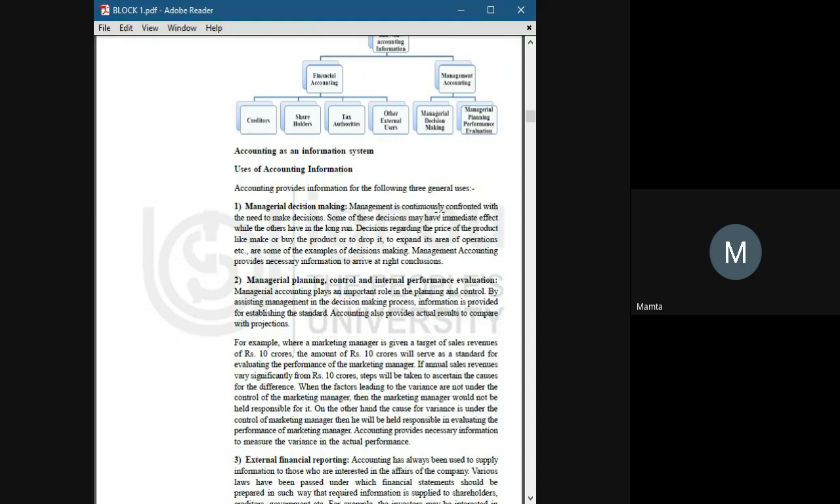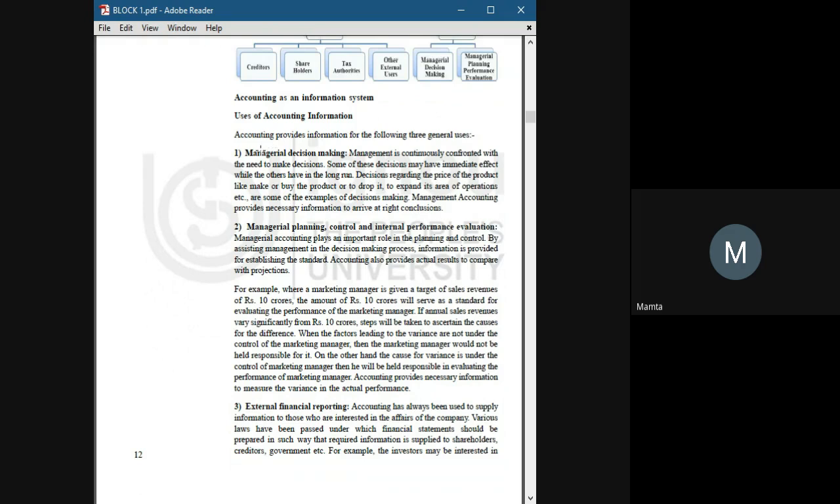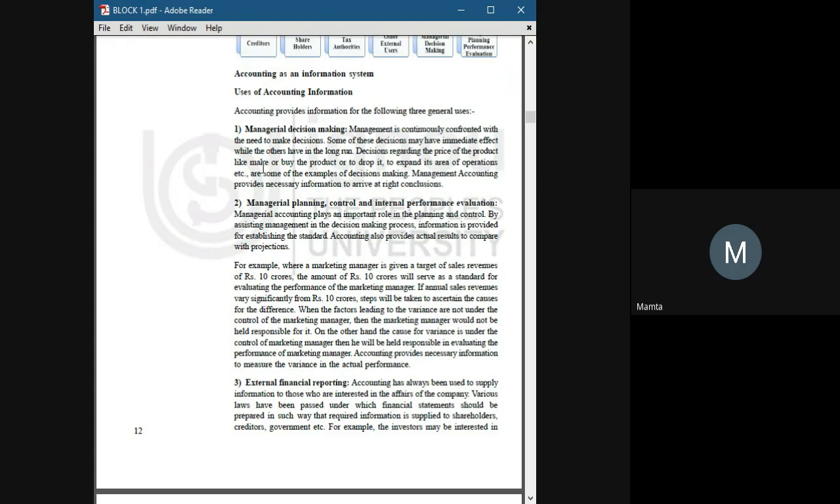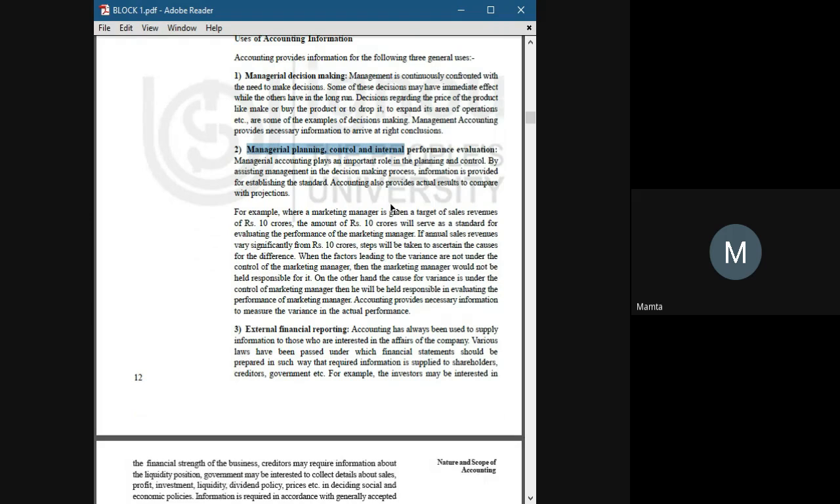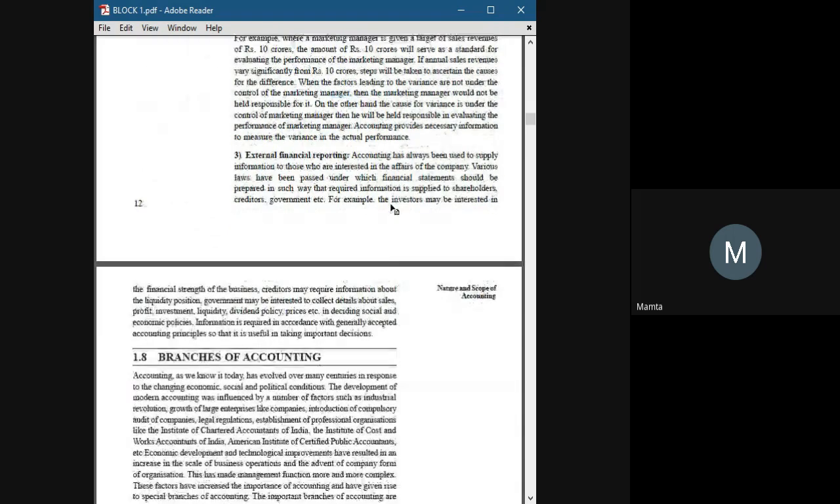How can we use the accounting information? Managerial decision making. Managers need to plan for the coming year, how we run our business now, how much production we have to make. So all these decisions are based on the final accounts. Managerial planning, control, and internal performance. For example, if we made a loss this year, then we analyze where our business went wrong and how we can solve the issue. That's what this point is telling us about.